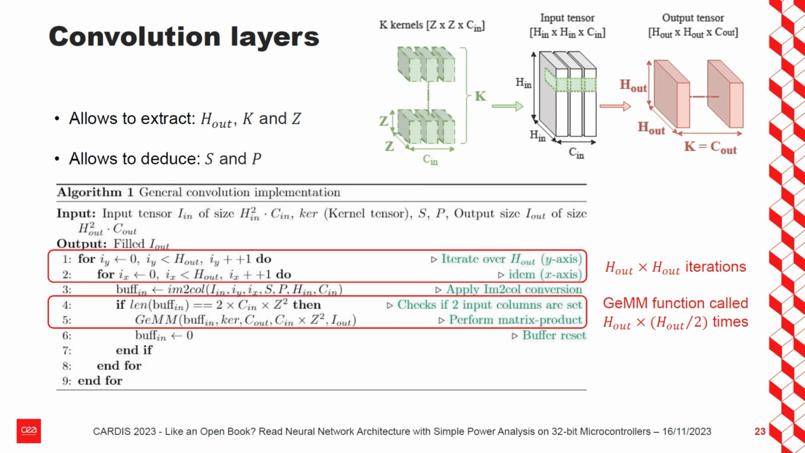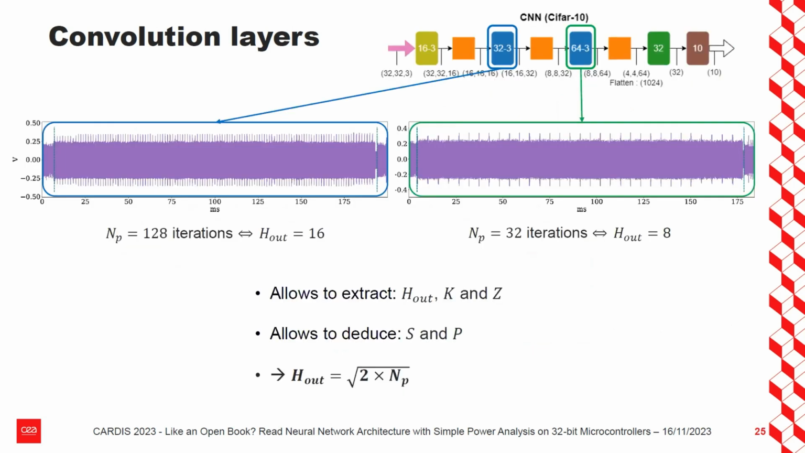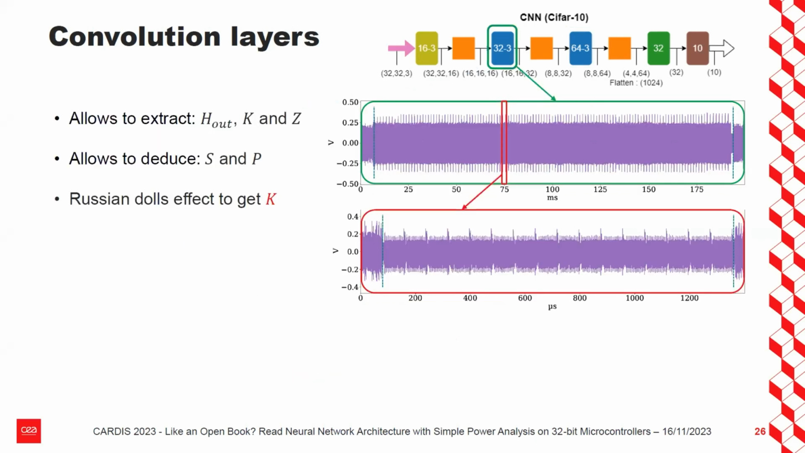If we look closely at the number of GEMM function calls, it is called 1 out of 2 times because of the if statement at line 4. This means that an attacker able to count the number of occurrences of the GEMM function from the electromagnetic traces can recover the value of H out. Here are the traces corresponding to 2 convolutional layers of the model we presented before. There are some appearing patterns that can simply be counted in order to recover the H out value. Such results have also been obtained for all the other convolutional layers of the model we targeted.